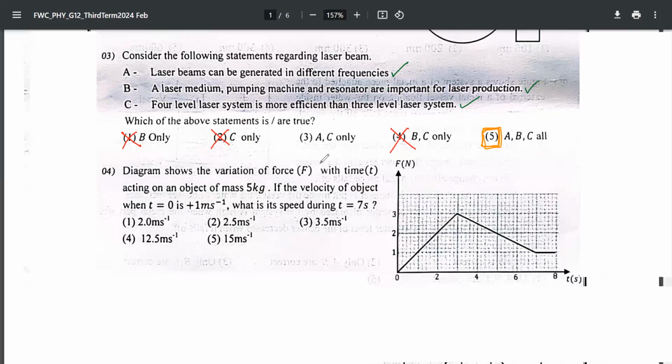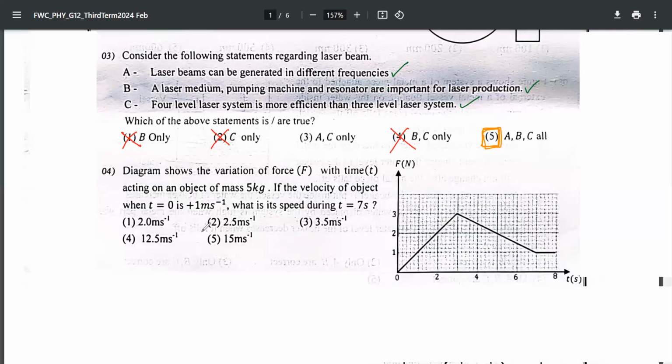The diagram shows the variation of force versus time, acting on an object of mass 5 kg. The velocity of the object when time is equal to 0 is +1 meters per second. What is its speed at 7 seconds? Whenever they give us a force versus time graph, what should our approach be? We have to find the area.